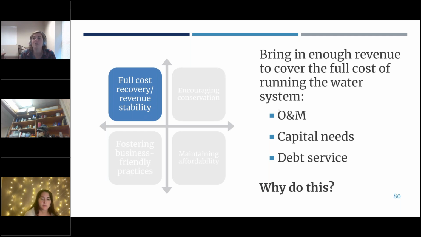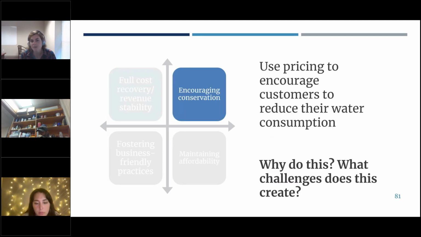And making sure that there is enough money set aside to cover today's needs as well as future needs is a key and critical component of making sure that you're providing that public service today and into the future. The next objective is encouraging conservation.